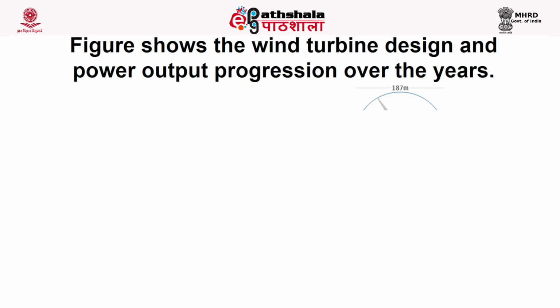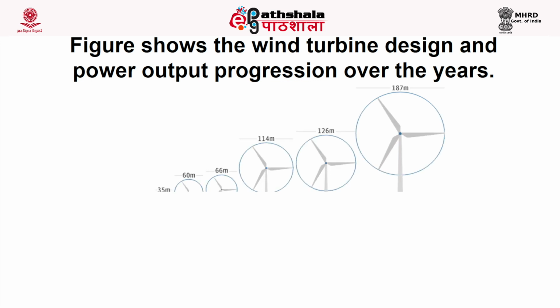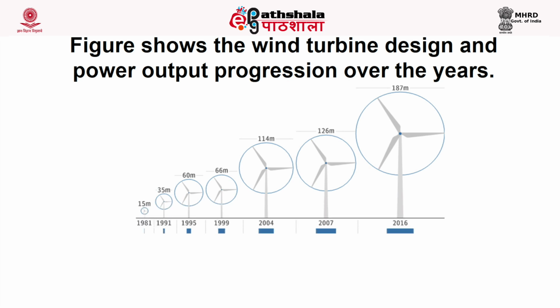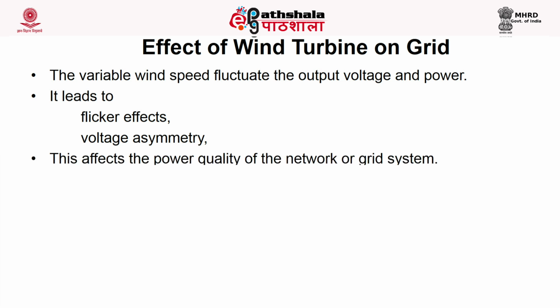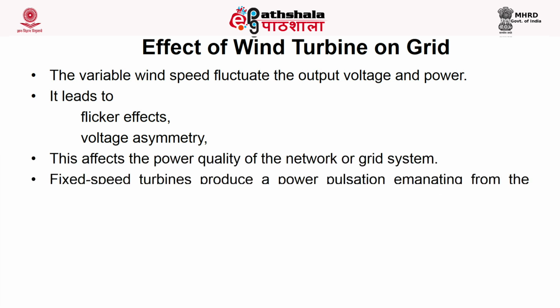This is the figure which shows the wind turbine design and the power output progression over the years. You can see the development of the designs, and the efficiency of the designs has increased. The variable wind speed makes the output voltage and power fluctuate. It leads to flicker effects and voltage asymmetry. This affects the power quality of the network or the grid system.